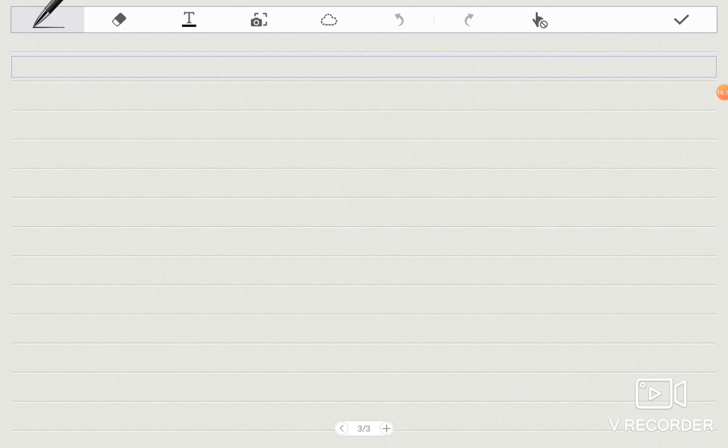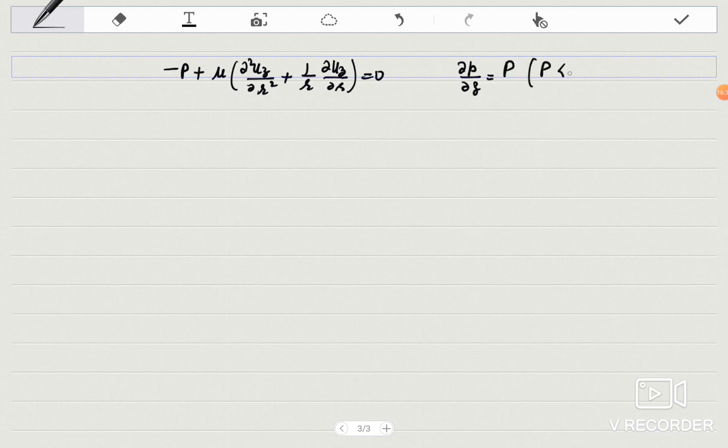I get minus p plus mu (d²uz/dr² plus 1 upon r duz/dr) is equal to 0. And what is this minus p? You assume your dp/dz to be p, and in this article it is taken p to be less than 0, or simply you can take dp/dz is equal to minus p where p is greater than 0. So you can do either by this or by this. I am adopting this one.